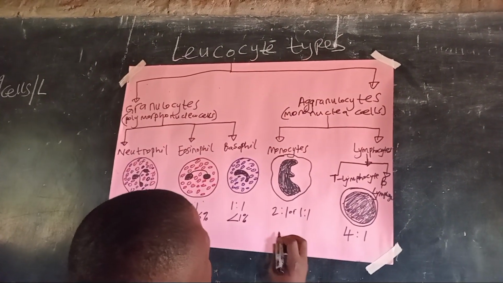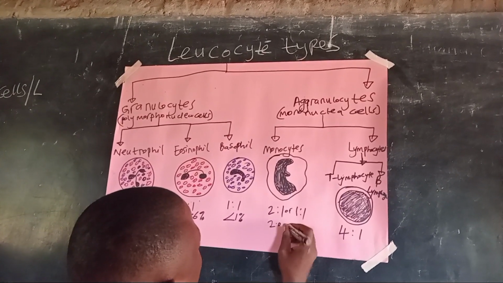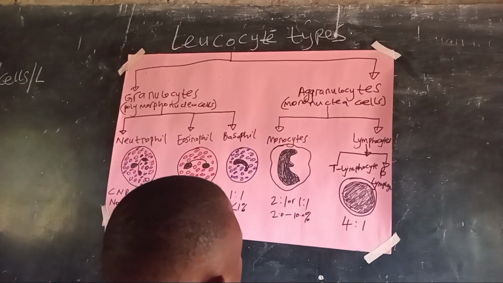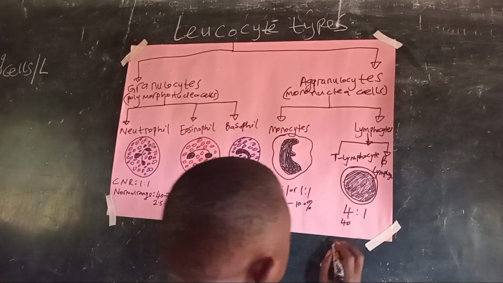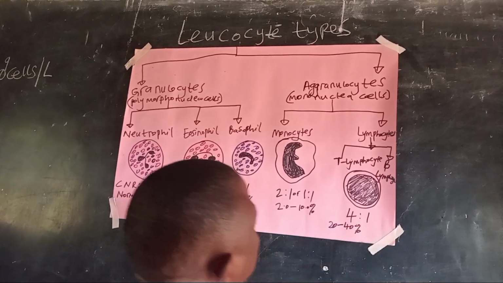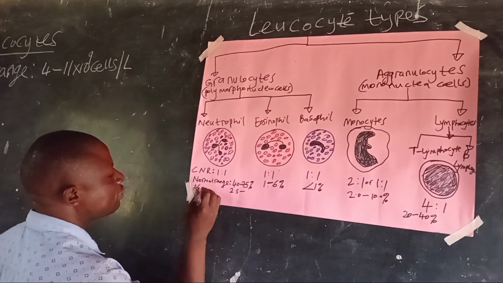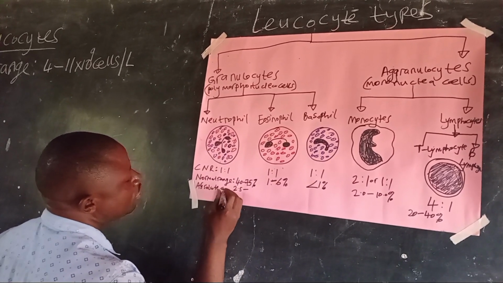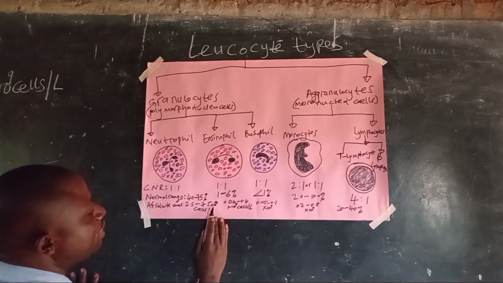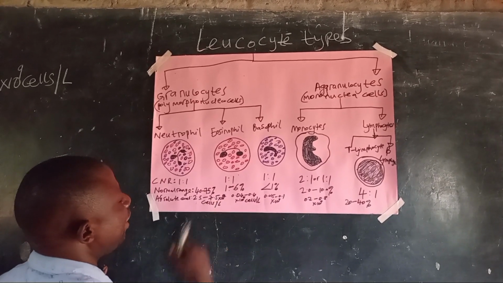Here the percentage is 2.0 to 10.0%. Then here it is 20 to 40%. We have the absolute count. Absolute count: 2.5 to 7.5 times 10 to the power 9 cells per liter.